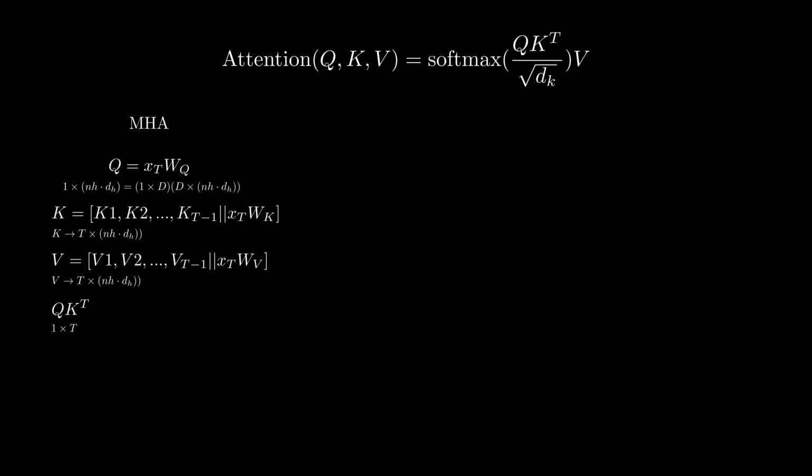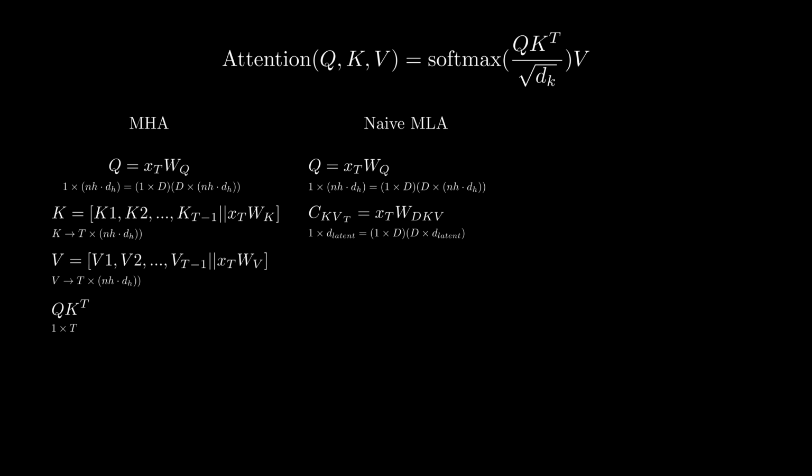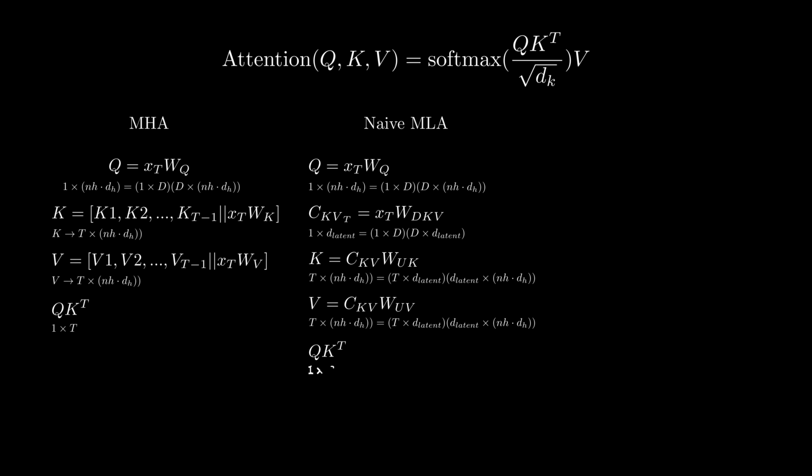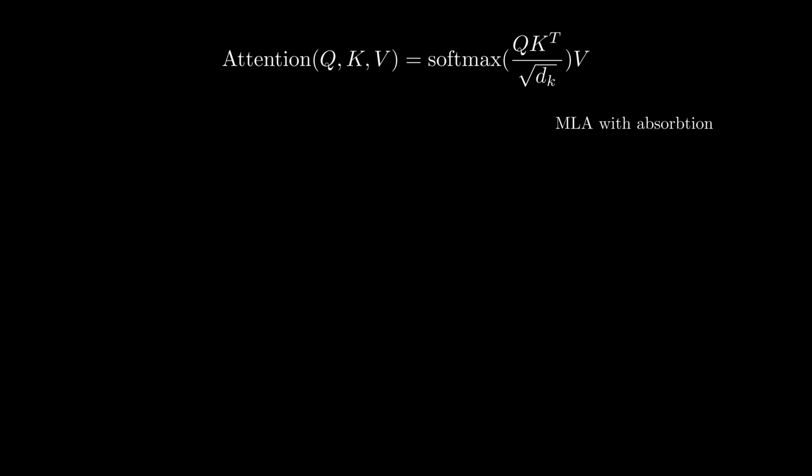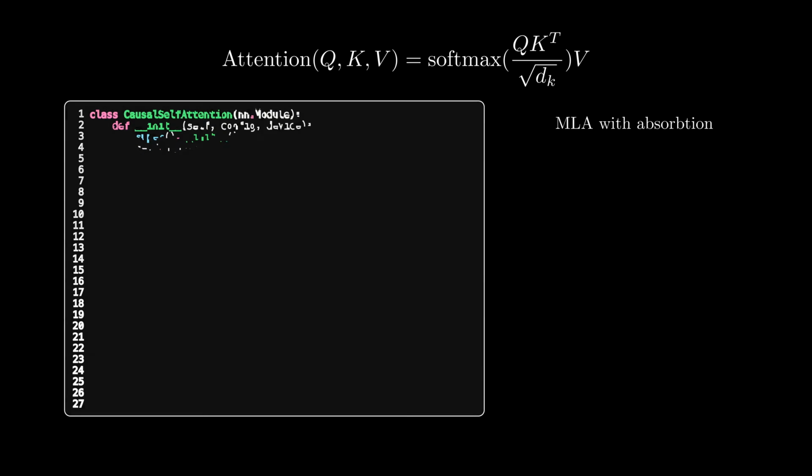So query inputs will be of shape 1 cross D, while key and value correspond to the entire context and are of shape T cross D, where T is the sequence length. In naive multi-head latent attention, the query pathway remains unchanged. But for keys and values, we first compute the shared latent representation CKV. We then reconstruct full keys and values using two separate up projection matrices, which project the latent vectors back into the full multi-head space. In optimized MLA with weight absorption, we never explicitly reconstruct keys or values at all. So let's now see how this works in an actual implementation.